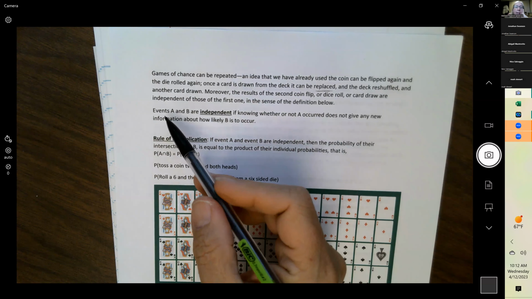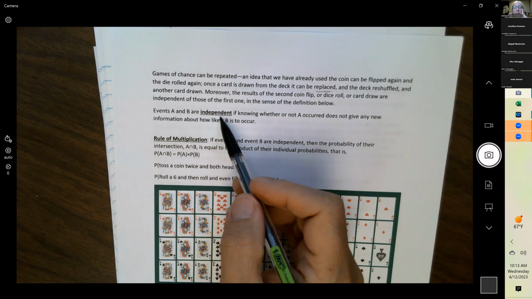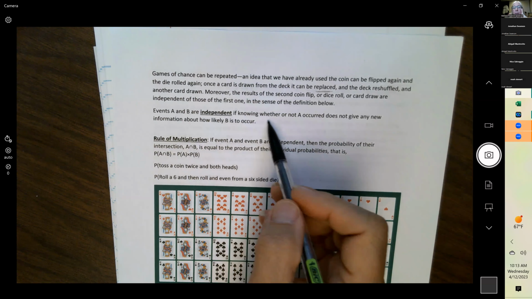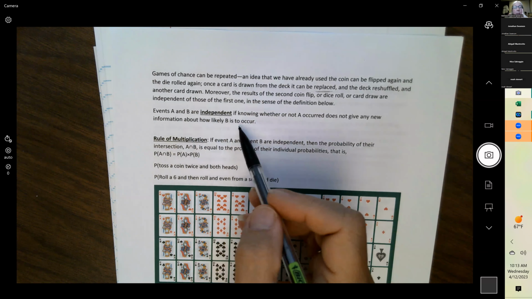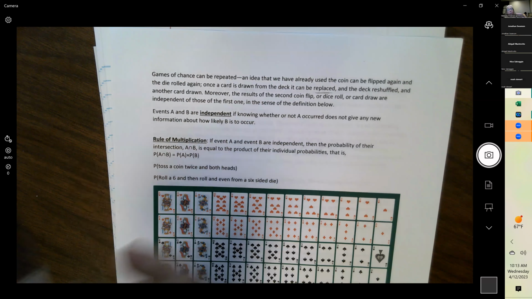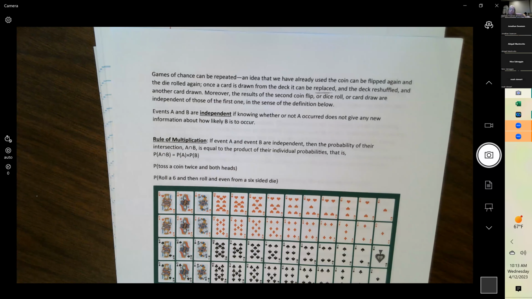So events A and B are independent if knowing whether or not A occurred does not give new information about B. For instance, if I pull an ace of clubs out of the deck of cards and I replace it, when I shuffle and pull the next card, I still have all 52 cards. What happened the first time doesn't matter. They're independent of each other.